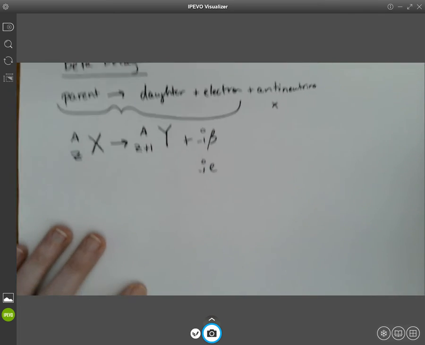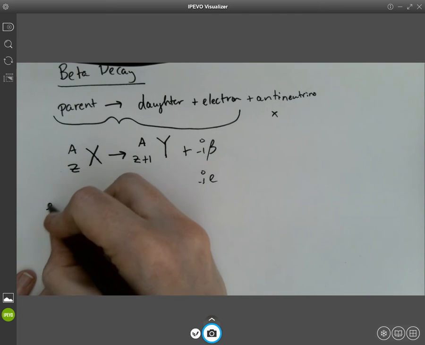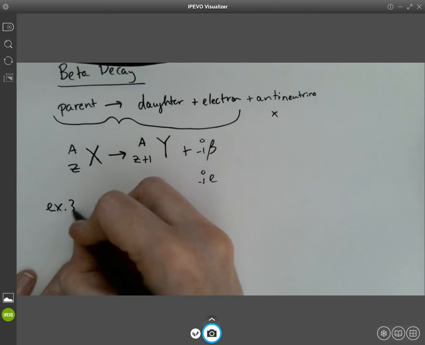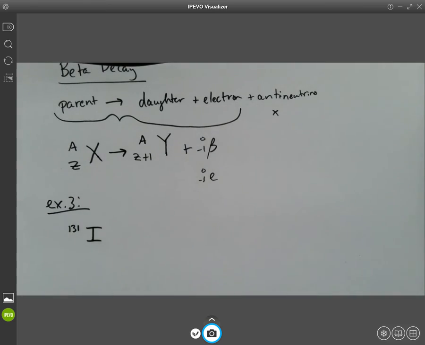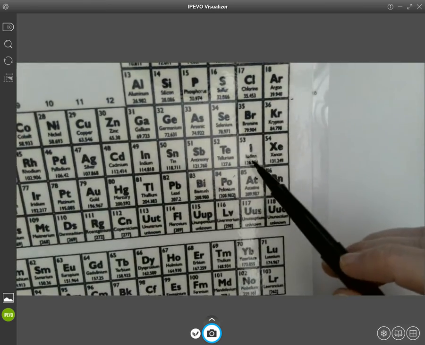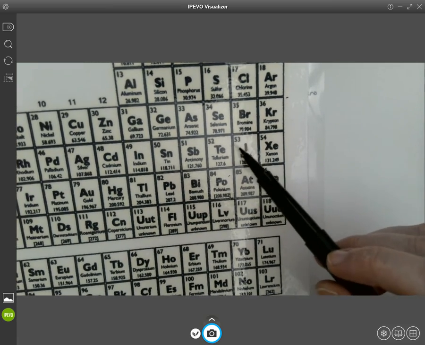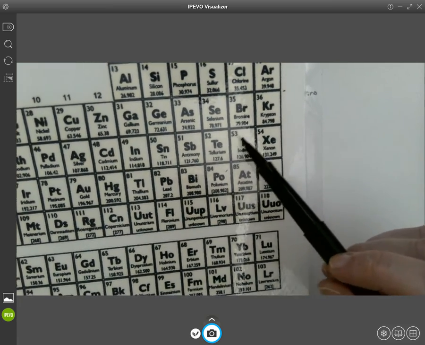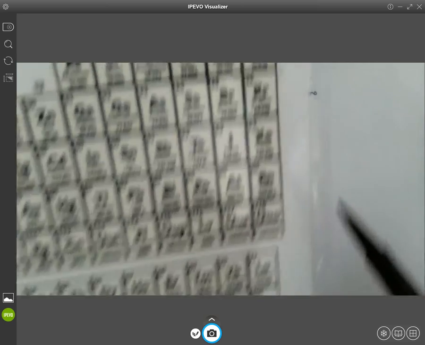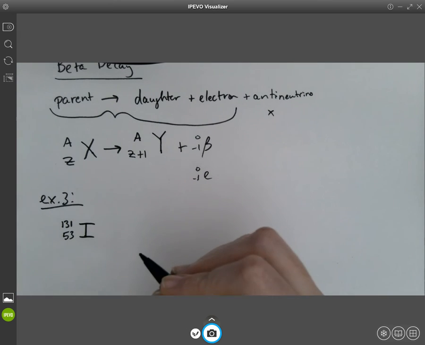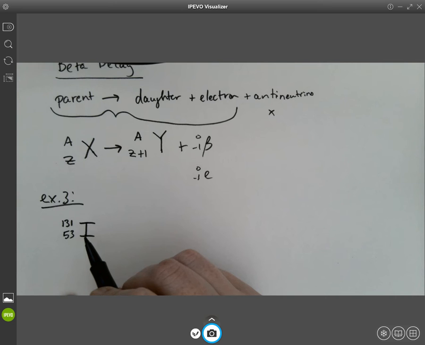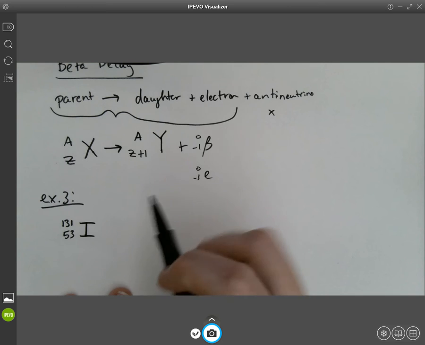Okay, so let's do a couple of examples. We should be on example 3 now. We're looking at iodine-131. Let's find iodine on the periodic table. We need to find the atomic number, which is the number of protons. So the atomic number is 53. Now that I have the atomic mass and the atomic number, we're looking at beta decay for iodine-131.